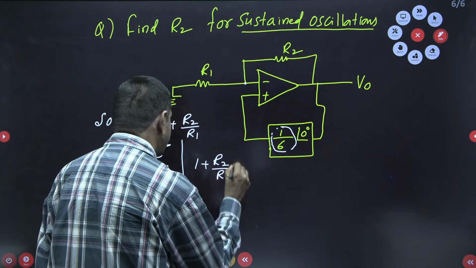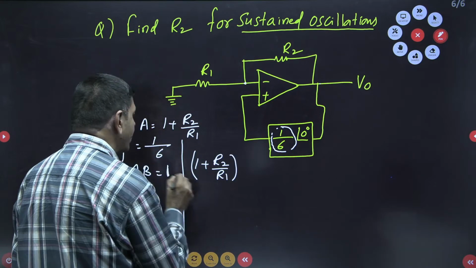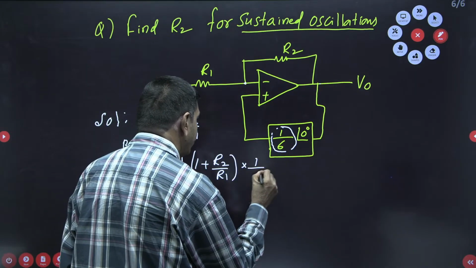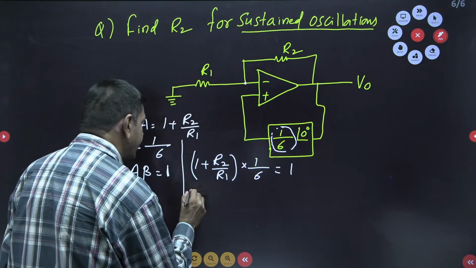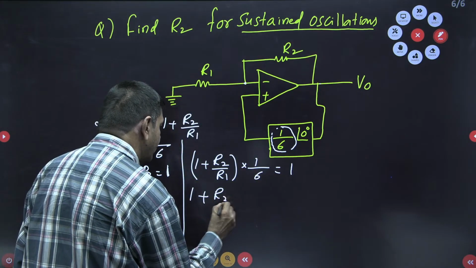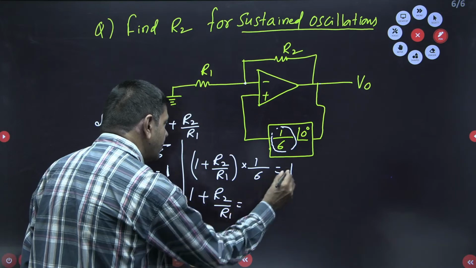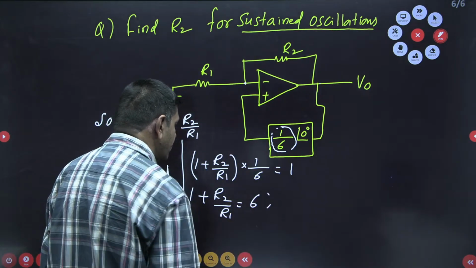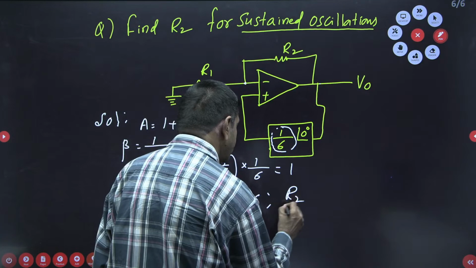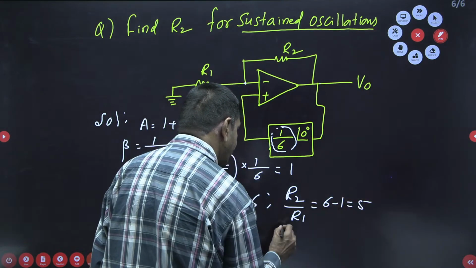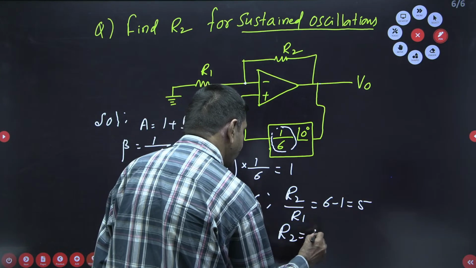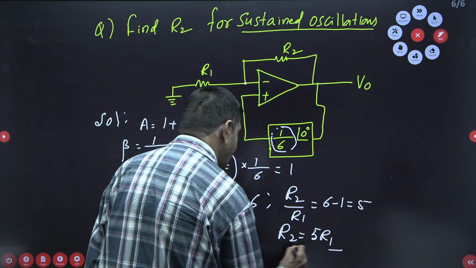I can write, beta is nothing but 1 by 6. A beta equal to 1, we know very well. And I can give here 1 plus R2 by R1 equal to 6 into 1, that is 6. So R2 by R1 equal to how much? R2 by R1 equal to 6 minus 1, that is 5. Finally, R2 equal to what? 5 R1 is possible. Answer is 5 R1.